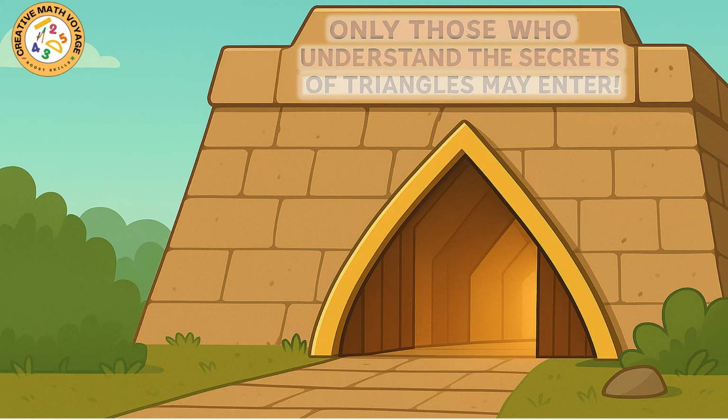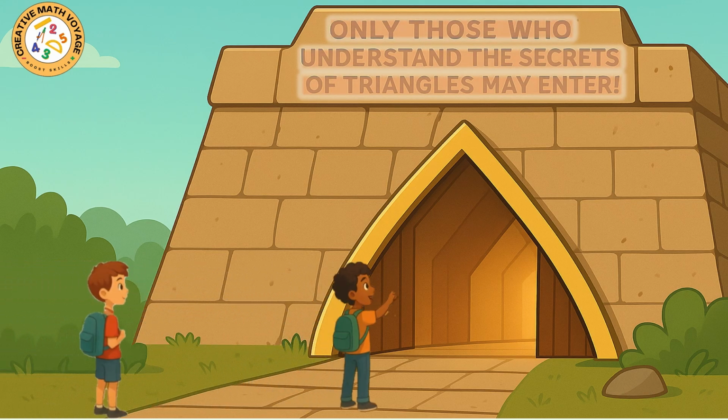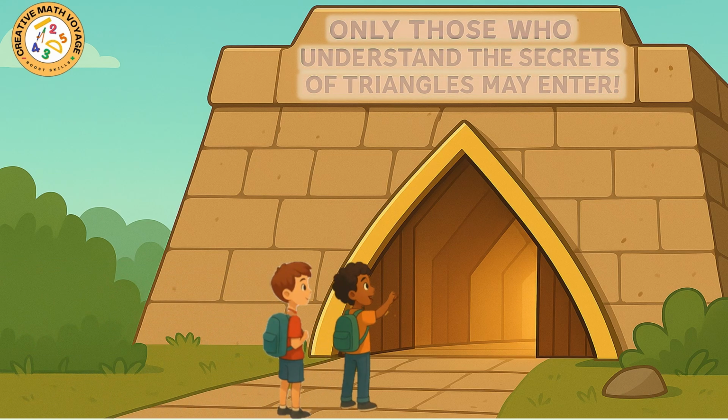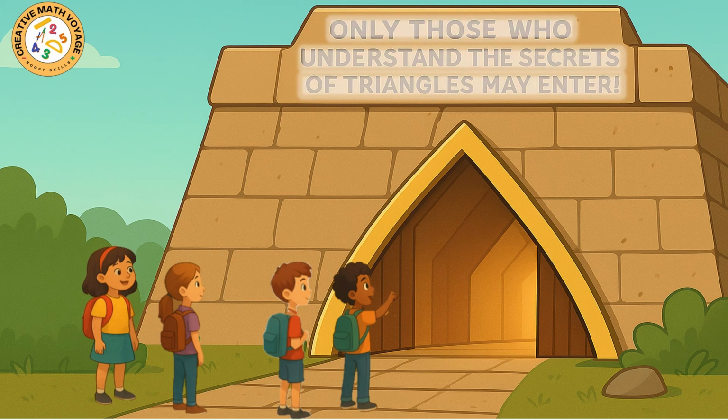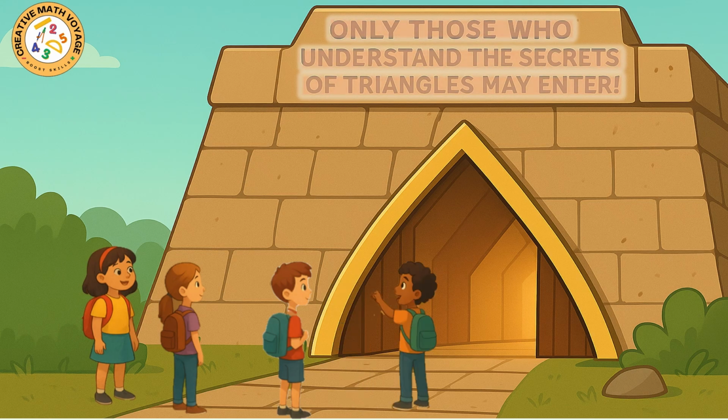A group of 4 young friends set out on a treasure hunt in an old castle nearby. At the entrance, they saw a message carved above the door. Only those who understand the secrets of triangles may enter. Among them was Hari, who knew many properties of triangles.